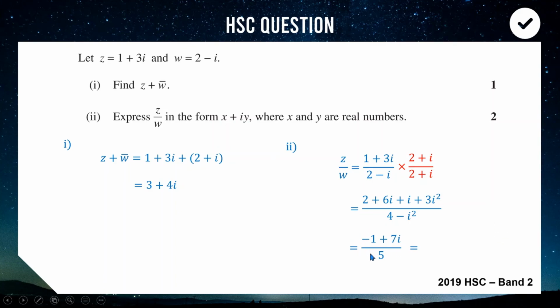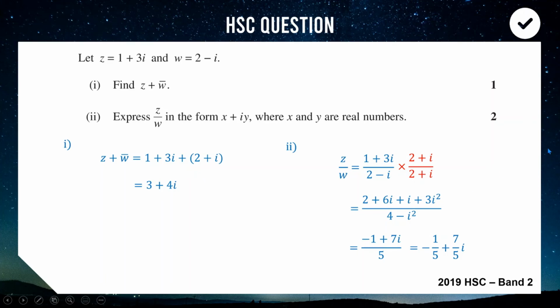Now, this is not the right way to leave our answer because the question did say leave it in the form x plus iy. x and y are real numbers. So we are expected to split this fraction apart into 2 pieces and write minus 1 over 5 as the real part and 7 over 5 as the imaginary part. So 2 separate fractions for 2 separate pieces, the real part and the imaginary part. So that's what you need to have 2 marks as your answer. I'd probably say this answer might only get you 1 because there are no half marks in the HSC.